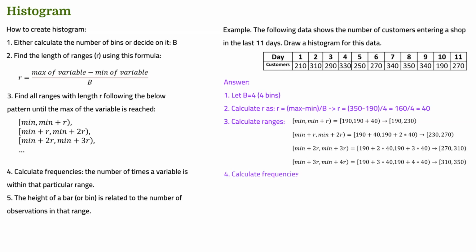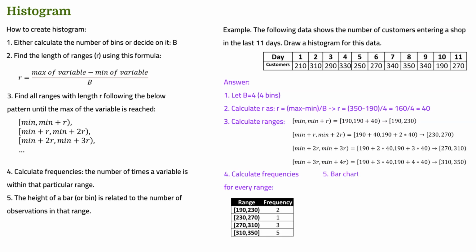4. Calculate frequencies for every range that we found in step 3. Here's the frequency table. The first range is 190 to 230. We have 2 observations in the data. Next range 230 to 270, we have 1 observation. Next 270 to 310, we have 3 observations. Then 310 to 350, we have 5 observations in the table above that are within that range. The lower bound is inclusive, the upper bound of each range is exclusive.